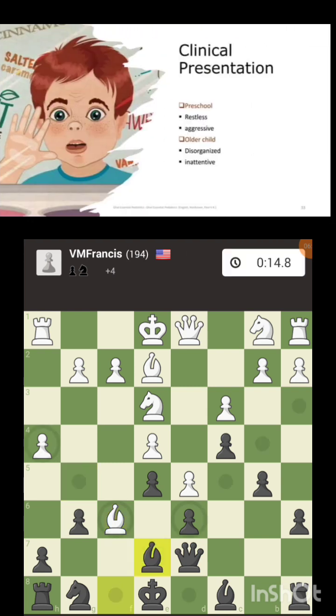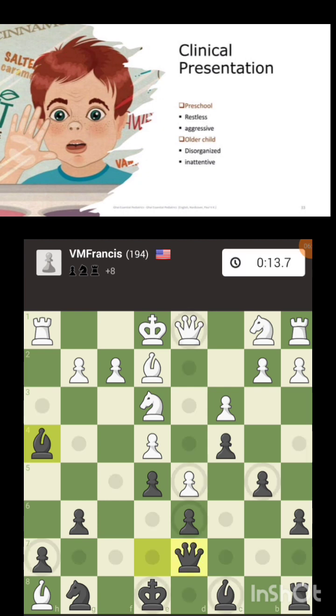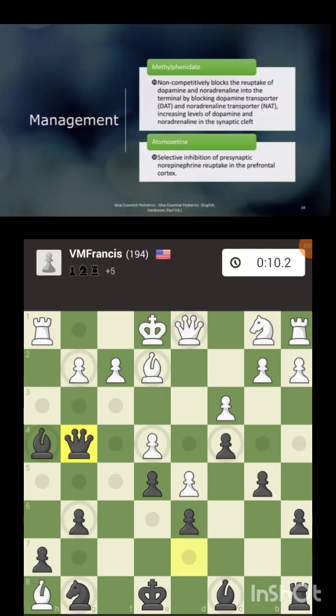Okay, so the clinical presentation is that the child is basically restless or aggressive in preschool. In cases of older children, they are disorganized and inattentive. So management is done by methylphenidate and atomoxetine.